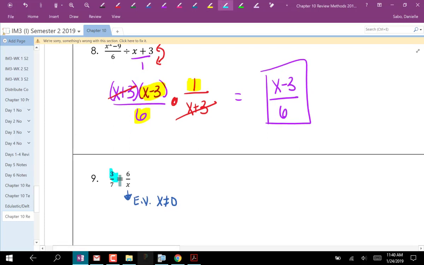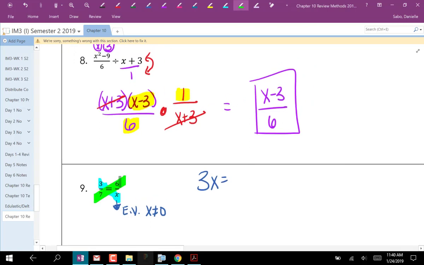So I have 3 times x in green gets me 3x. And then in blue, I just said green. And then in green, what's 7 times 6? 42. Then we divide, and you get what number? 14 is my final answer.